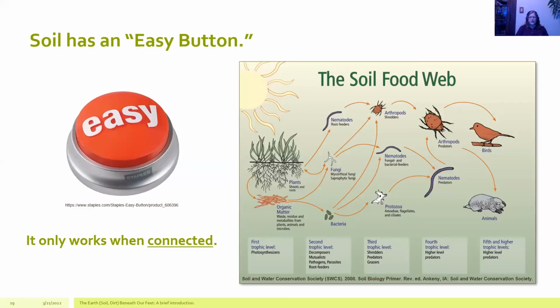So I'm going to conclude here with this. Soil has an easy button. It's called the soil food web. It only works when it's connected. So it's connected when you follow the soil health principles and make the soil hospitable to the members of the soil food web. So, excuse me. Are there any questions? That's quite a bit in a short time.